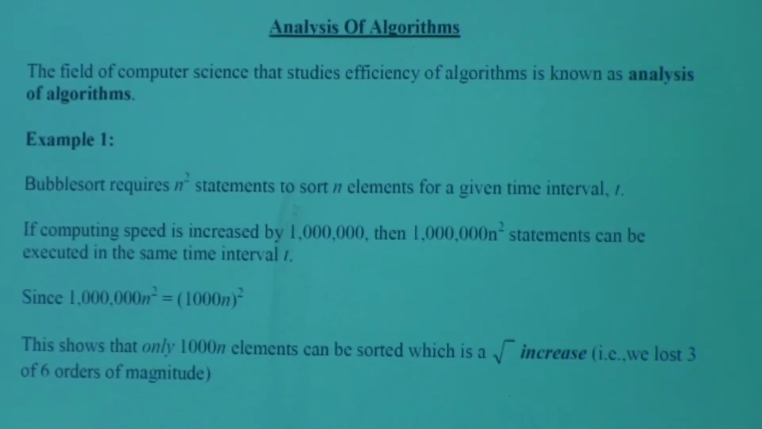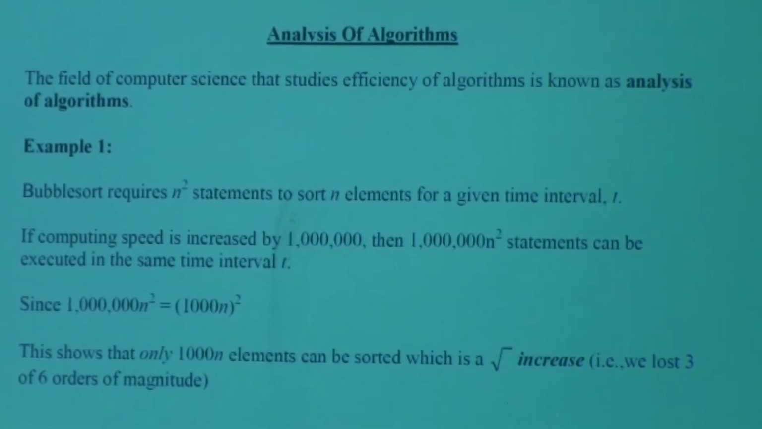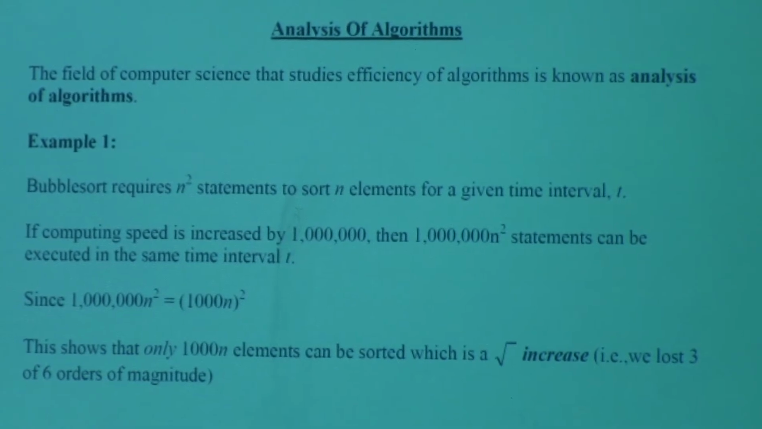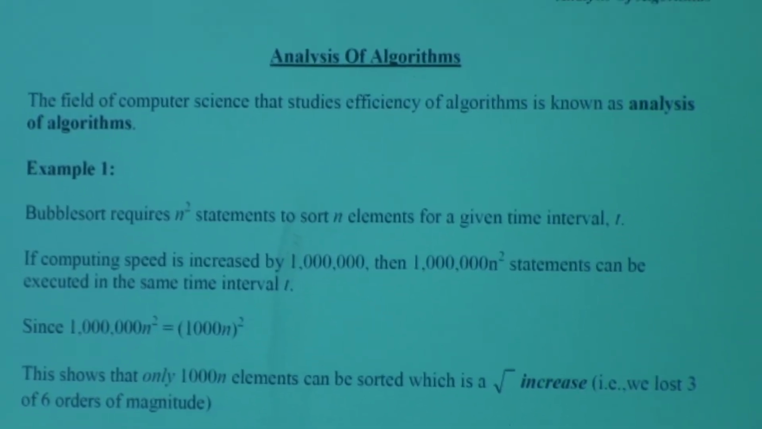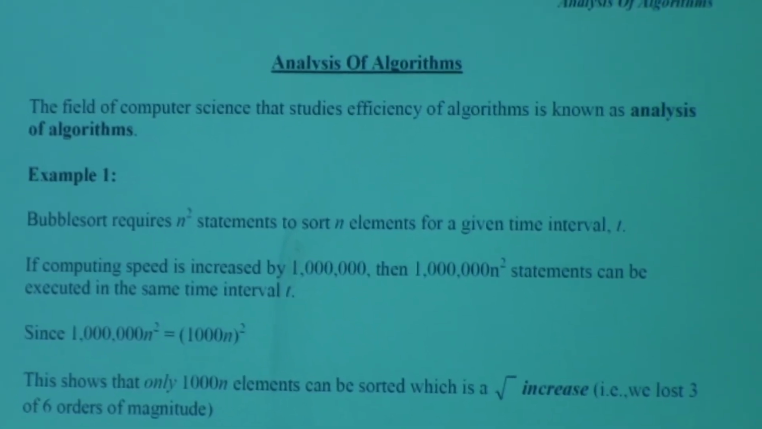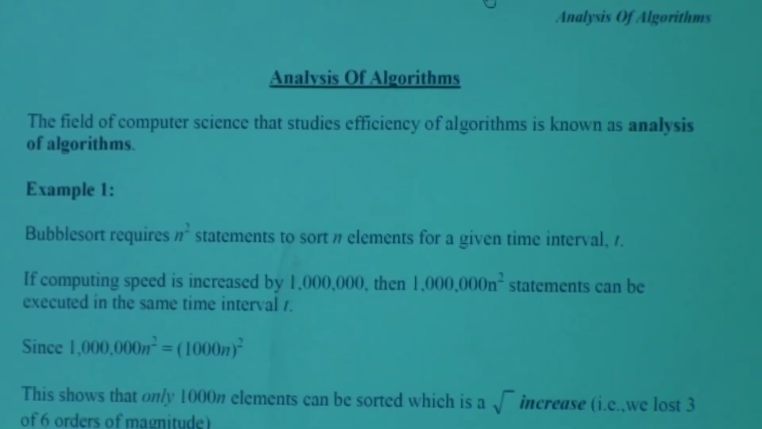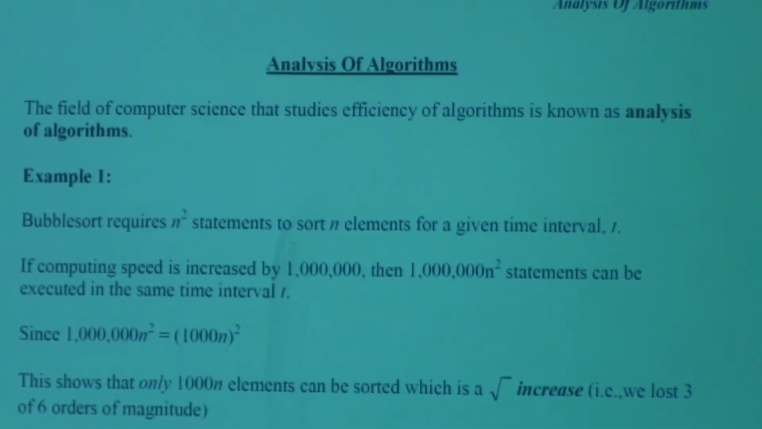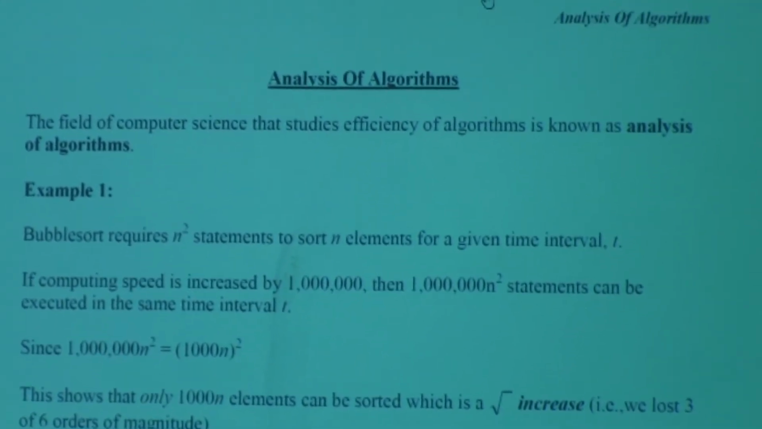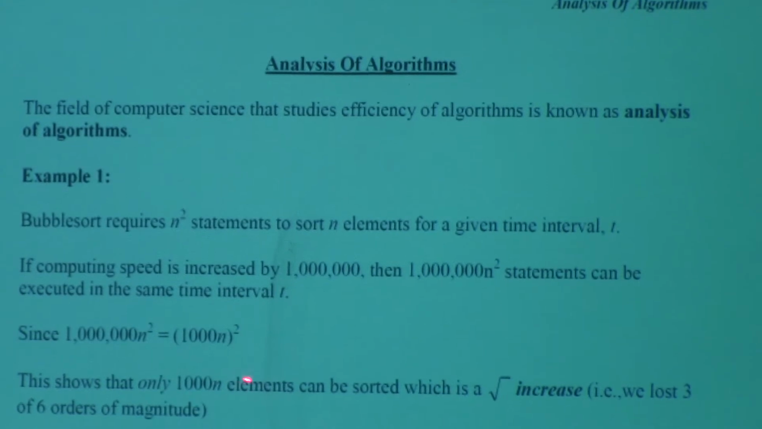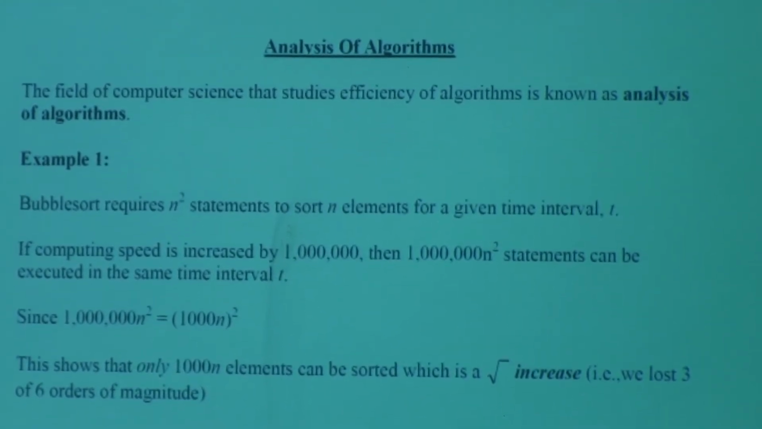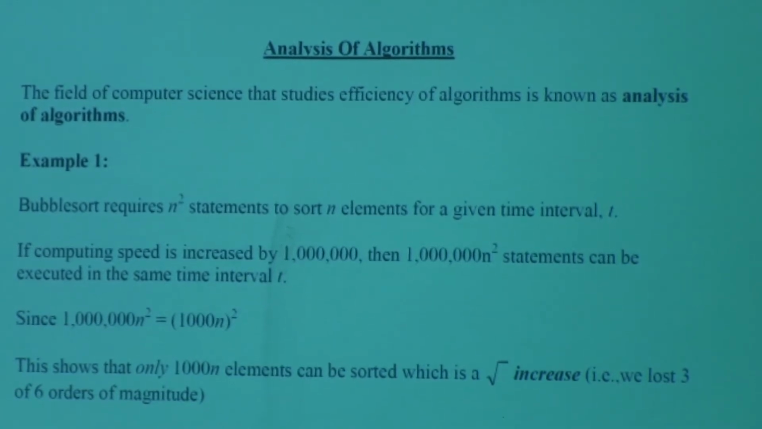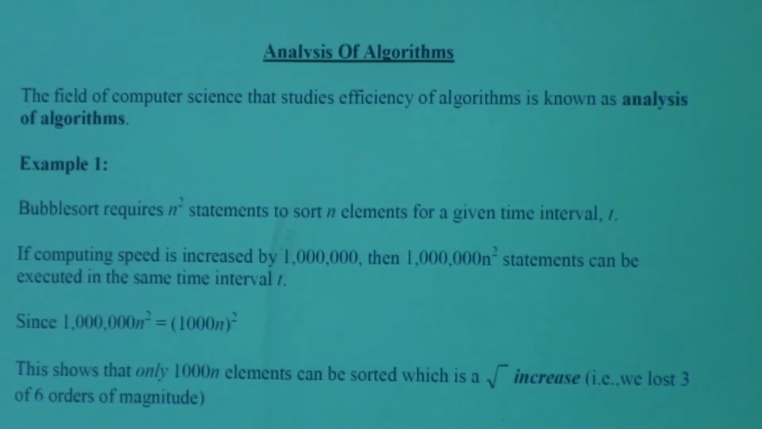So somehow, 1,000, which is 10 to the third power, and 1 million, which is 10 to the sixth power, even though the speed is increased by 6 magnitudes, the problem size is only increased by 3 magnitudes. We've lost 3 magnitudes of speed up on an algorithm. So this shows that only 1,000 n elements can be sorted, that's a square root increase of the computing speed. So we lost 3 of the 6 orders of magnitude. Anybody know why?